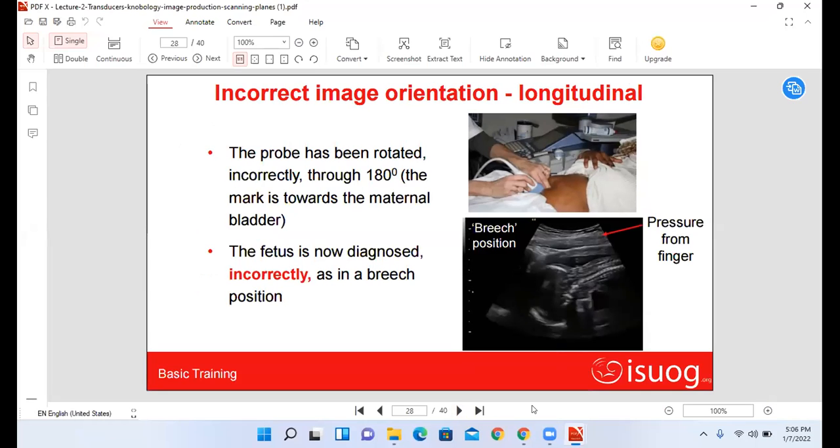This is incorrect image orientation, longitudinal. The probe has been rotated incorrectly through 180 degrees. The mark is toward the maternal bladder. The fetus is now diagnosed incorrectly as in breech position, as I said. Yeah, that's right. So next slide, please.